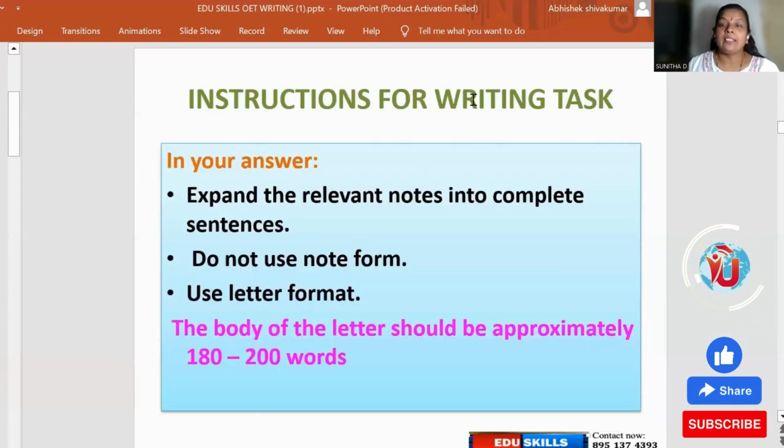Instructions for the writing task: in your answer, expand the relevant notes into complete sentences. Do not use note form. Use letter format. The body of the letter should be approximately 180 to 200 words, so the maximum word count will be 180 to 200.